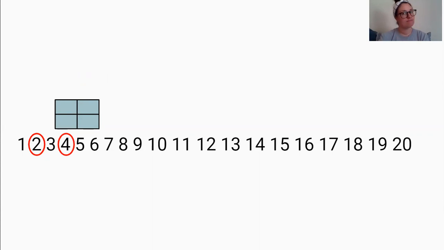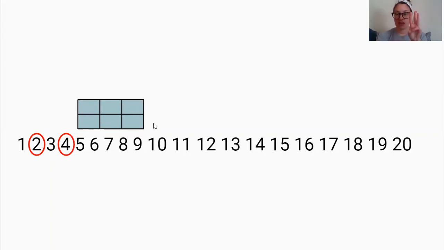Still not getting it? Let's look at another example. Okay, let's look at this array. How many square tiles are in this array? That's right, there are 6. How many rows do you have? Remember, rows go this way. Yes, there are 2 rows. And how many square tiles in each row? 3. So here's a row, 1, 2, 3, and here's a row, 1, 2, 3.